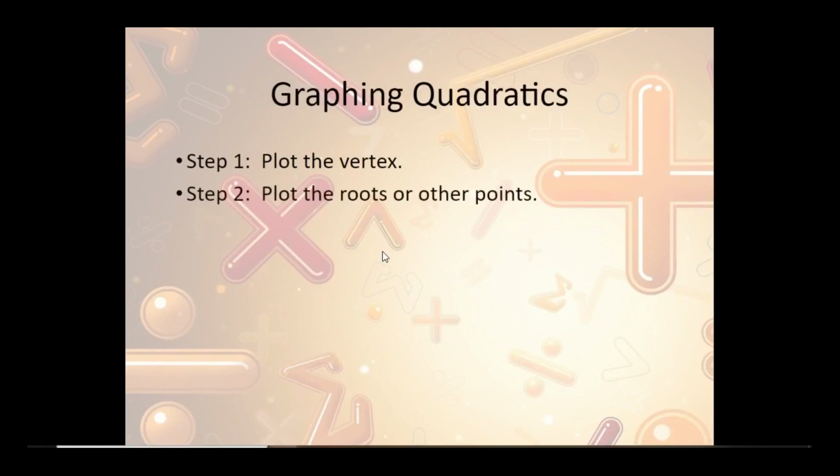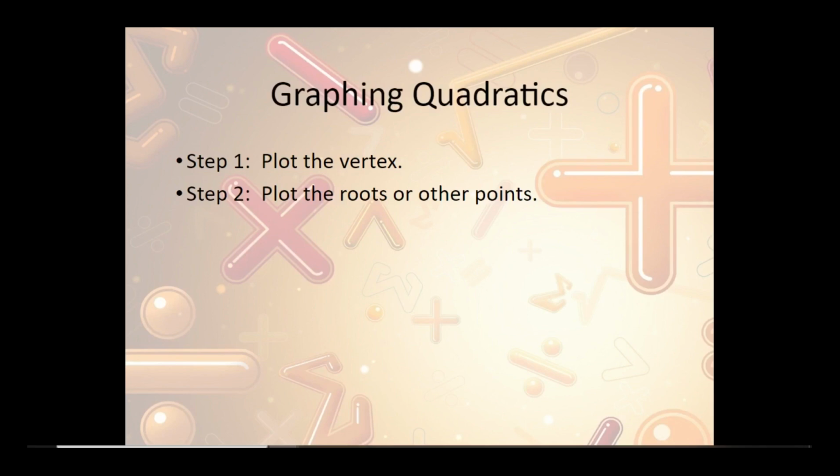So we need to find the vertex and then plot that. Then we plot the roots or other points. If there's no roots or if the roots aren't easy to find, that's okay. Use a table and find 2 other points. So plug in values for x, solve for y, and plug those points in.